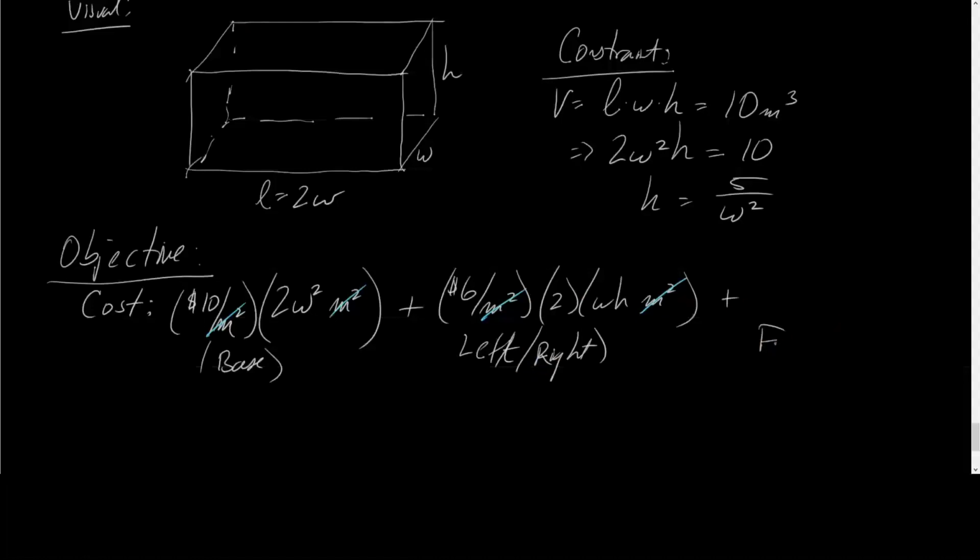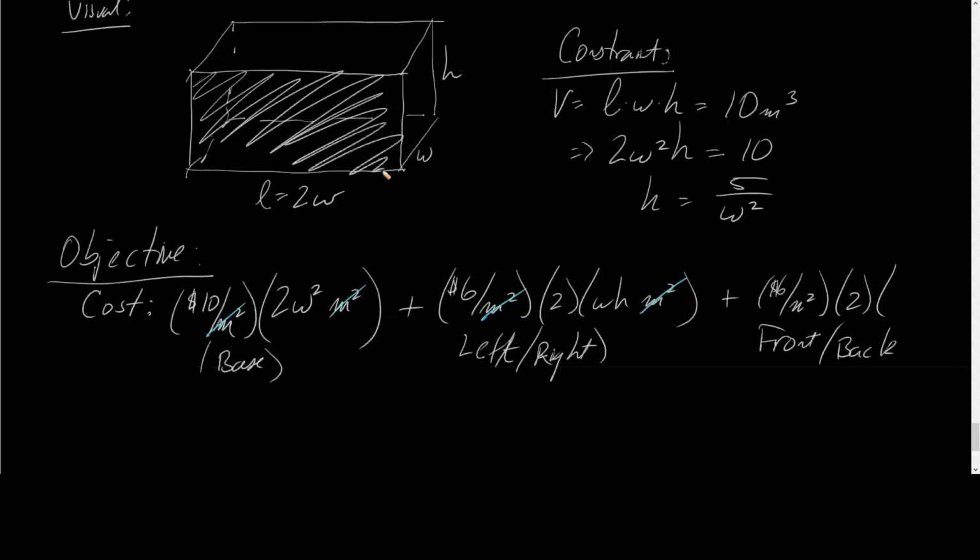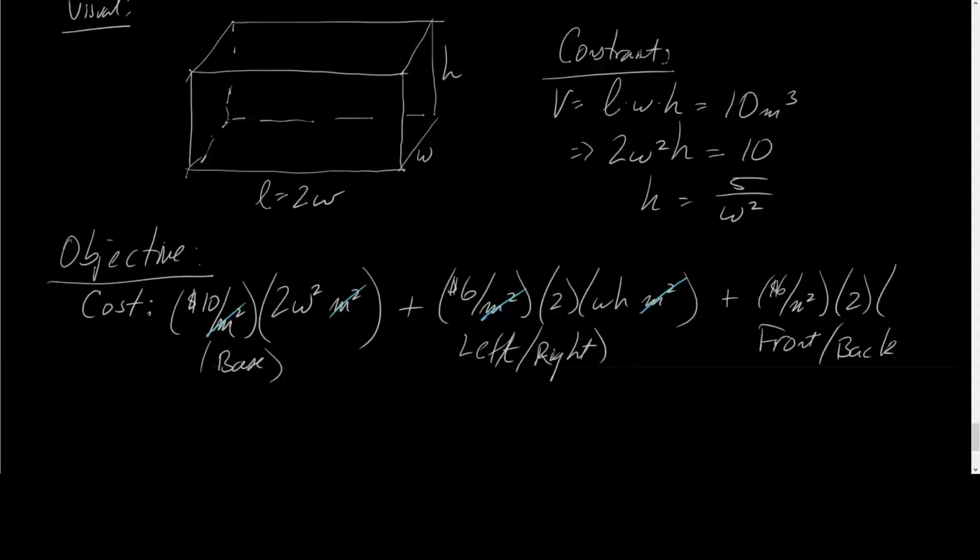Now, the front and back. The front and back is still technically part of the sides, right? So in here, that's going to be $6 per square meter times, well, we have two of those, so times 2, times the area of one of these. So this area here is the length times the height, which means 2W times h, and these are meters squared, right? And just like before, the square meters cancel each other out.